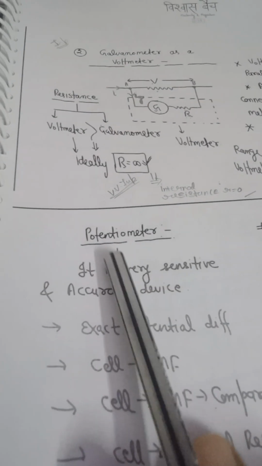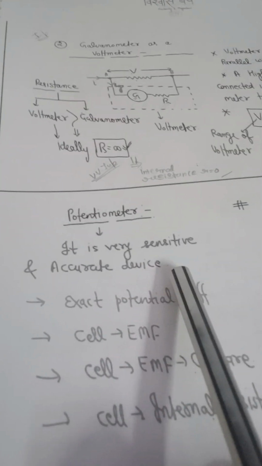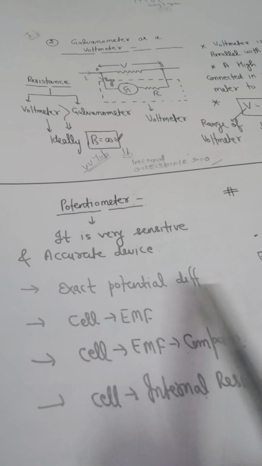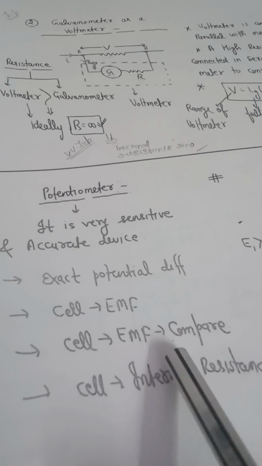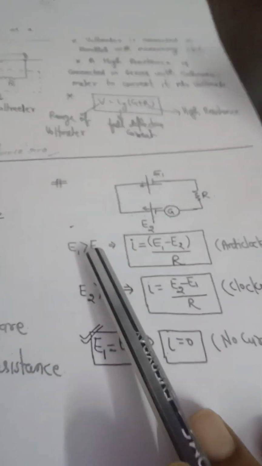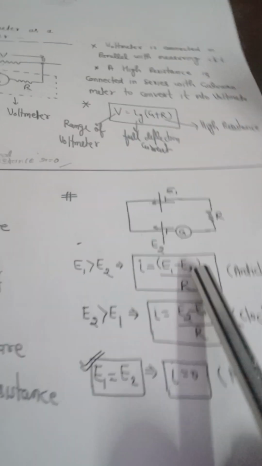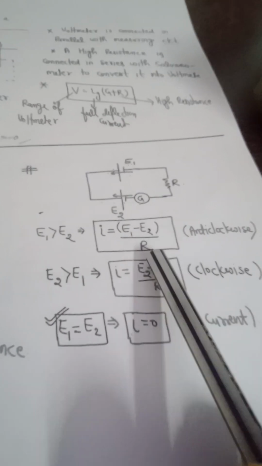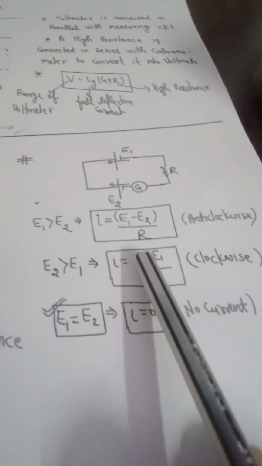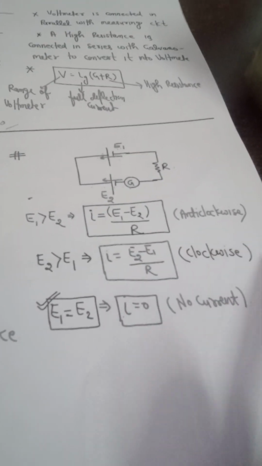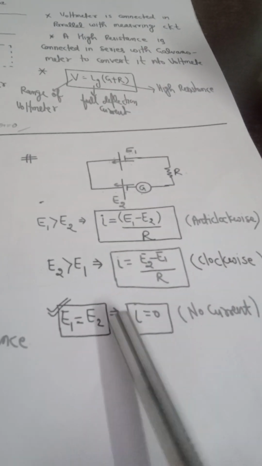It is a very sensitive and accurate device, an exact potential device. The cell has an EMF, the other cell is the EMF to compare, and the cell has internal resistance. When E1 is greater than E2, then I is equal to (E1 minus E2) upon R, anti-clockwise. When E2 is greater than E1, then I is equal to (E2 minus E1) upon R, clockwise. When E1 is equal to E2, I is equal to 0, so no current passes.